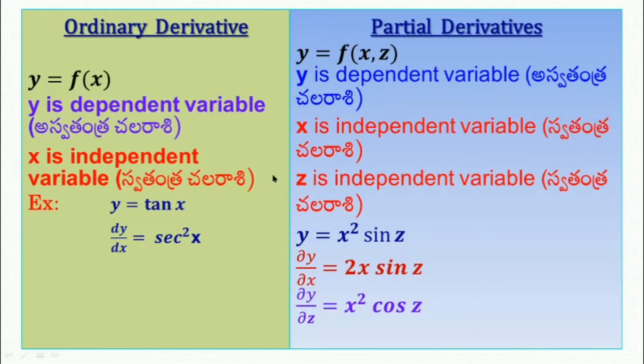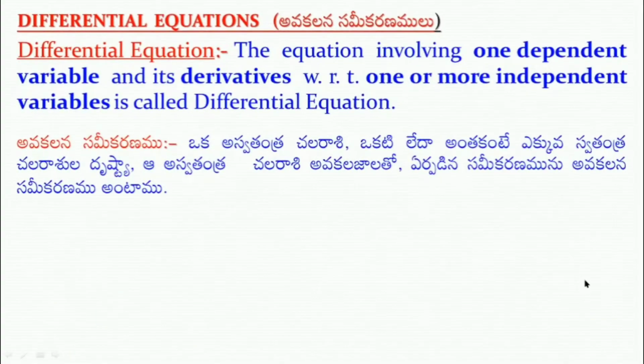So these are the types of derivatives. Now we are going to the definition of the differential equation. What is the definition of a differential equation? The equations involving one dependent variable and its derivatives. These derivatives may be with respect to one or more than one independent variables. It is called a differential equation.